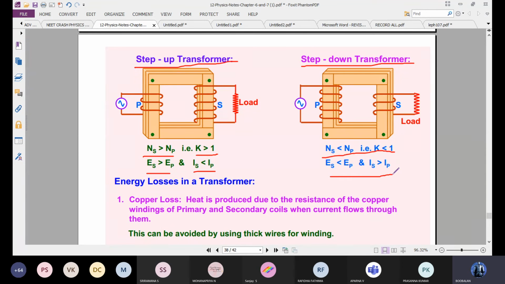Okay, tomorrow's class we will discuss the energy losses in the transformer, and before that we will discuss that formula also. LCR and oscillation next class.